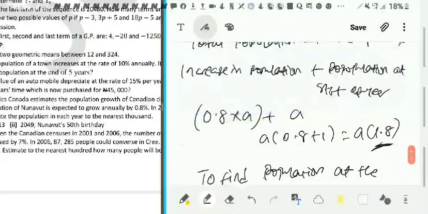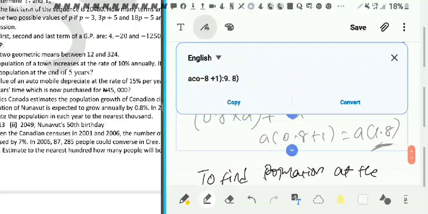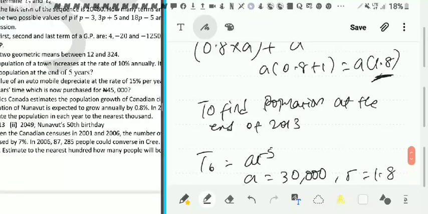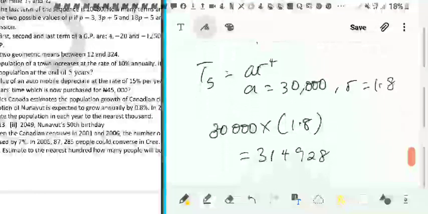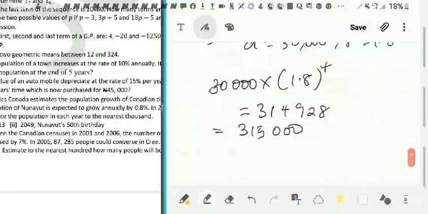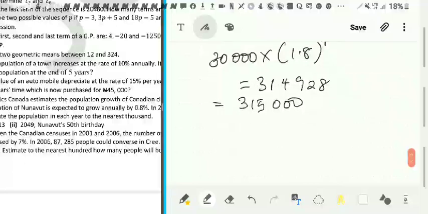So instead of doing T6, because we're looking for 4 terms, it's going to be T5. Okay, so AR raised to the power of 4. So this raised to the power of 4. Then when I do that, it's the same as I already did: 314,928. To the nearest thousand, that's 315,000. So 315,000 is going to be the population in 2013.